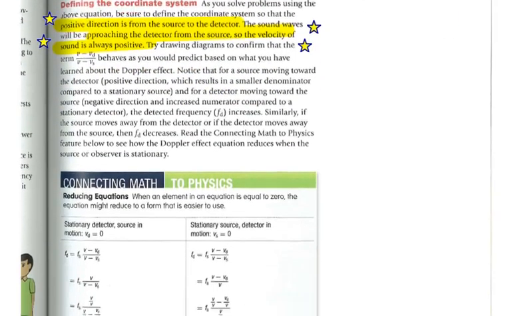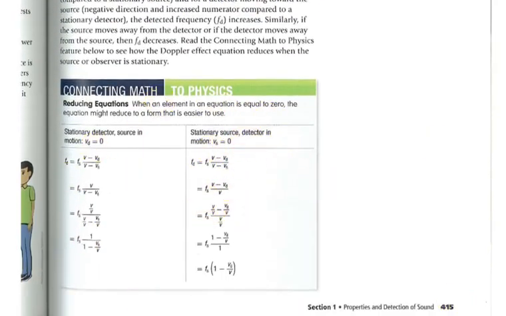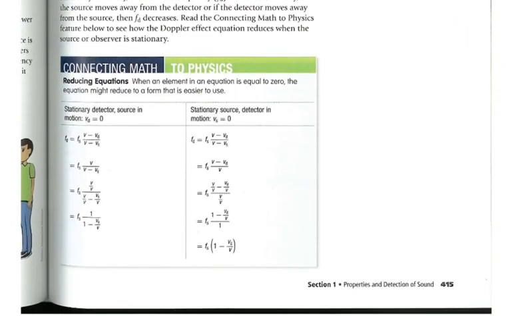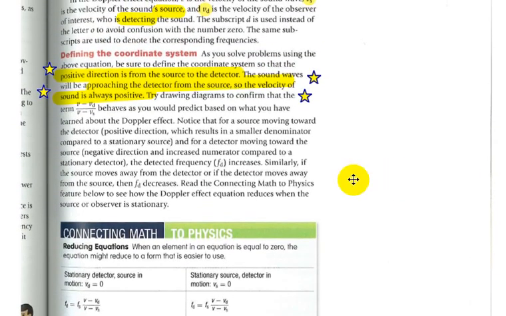At the bottom here, they manipulate the equations, but I think we'll just leave the equation like this because it works out fine if we do that. We don't necessarily have to combine like terms to make it look like that. A couple of other things.